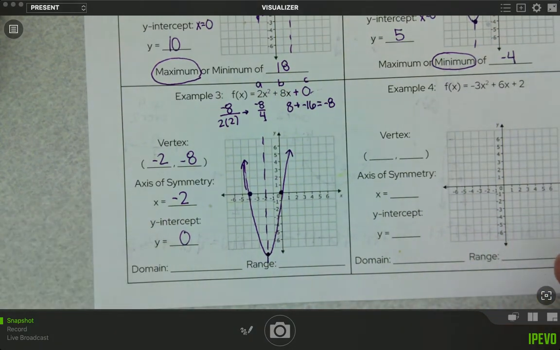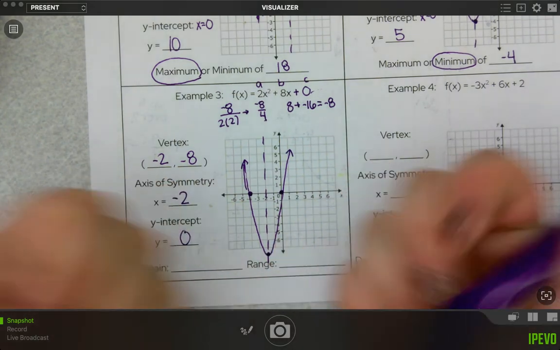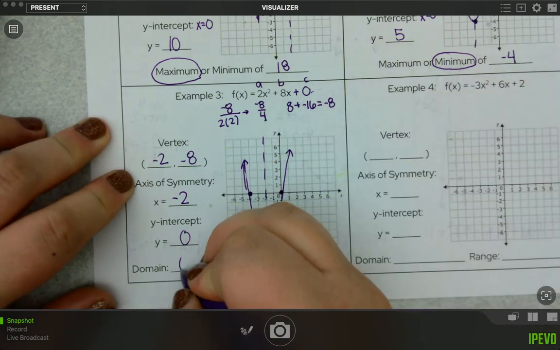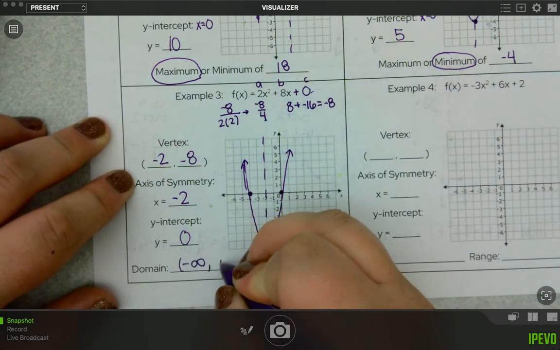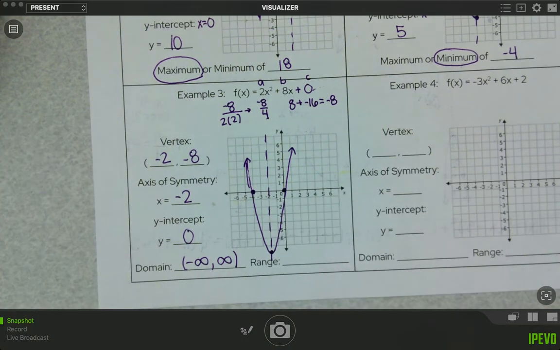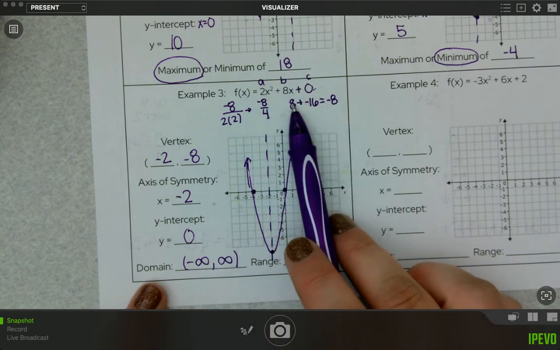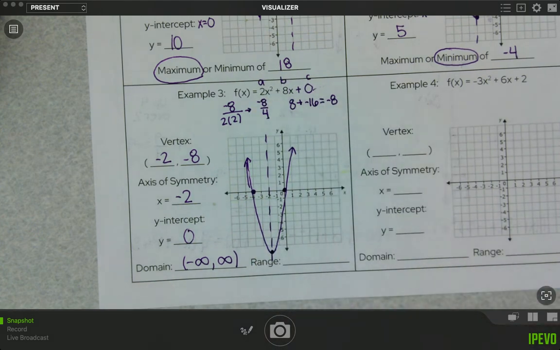This one asks you for the domain and range. Domain goes left and right, so that's left forever, right forever. The domain of any quadratic should be negative infinity to infinity, because these are your x values, and there's no x values that you aren't allowed to plug in. All x values are fine.